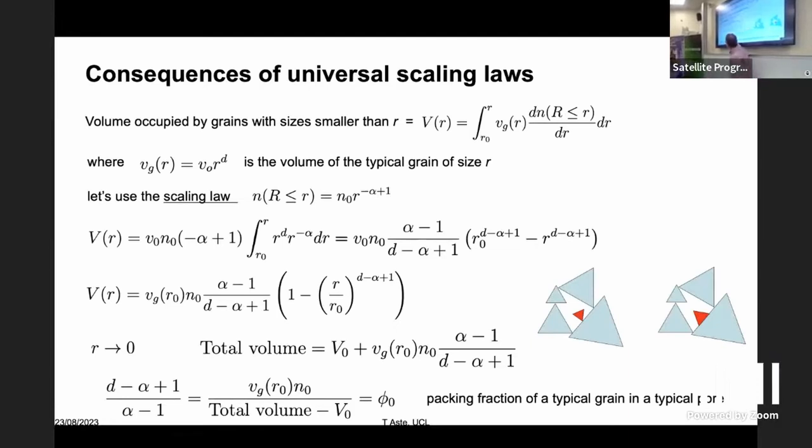Why did I go all this way? Because these are all known, and the exponent alpha, which is the dimension of the space, can then be retrieved from this. If you do this process, you find out that (d minus alpha plus 1) divided by (alpha minus 1) is equal to the packing fraction. The packing fraction of what? The packing fraction of the typical grain in the typical core when the process has become self-similar. And by the way, this funny number is equal to beta, the exponent we were looking at before. So now everything makes good sense.